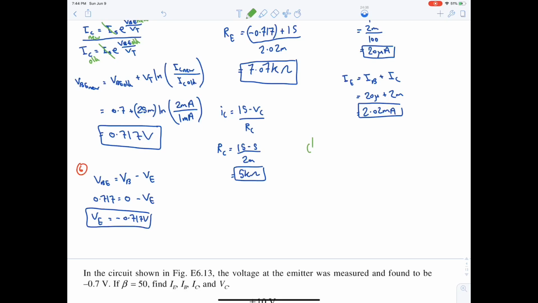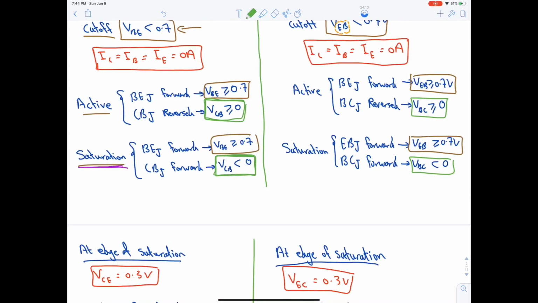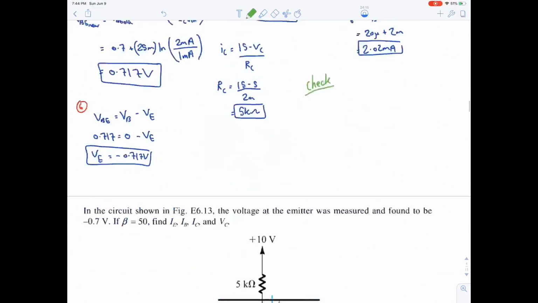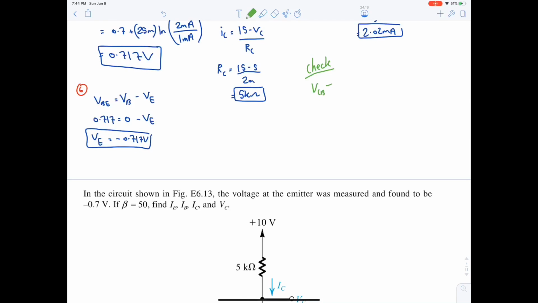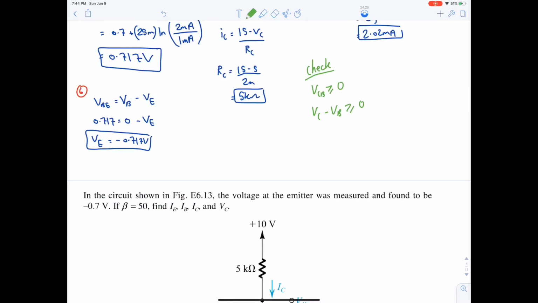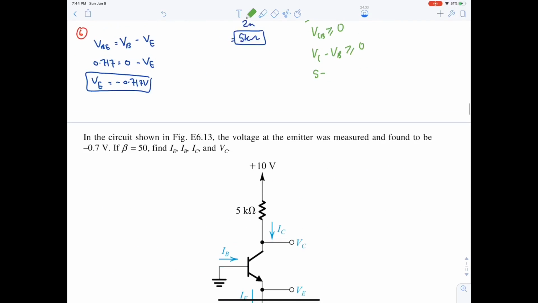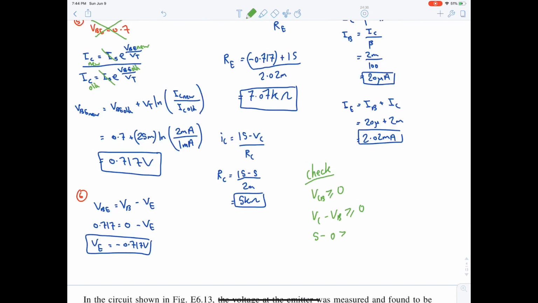So now let's do the check. We said it's VCB greater than or equal to 0. So VC minus VB has to be greater than or equal to 0. VC was actually given to us to be 5 volt. And VB was grounded, so it's 0. And 5 is indeed greater than 0. Hence, it's active.